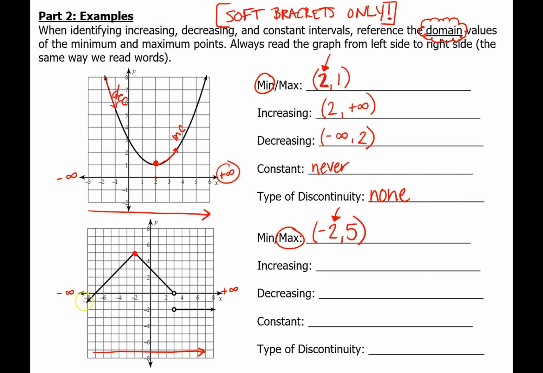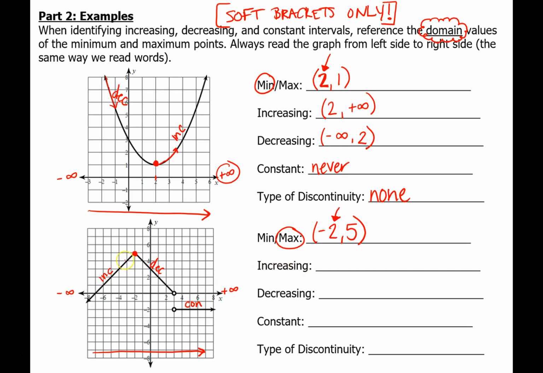So let's start on our left. Over here on the left, it's going uphill, so that is increasing. Then once I get to that turning point, it starts going downhill, which is decreasing. I have a discontinuity happening here, and then it's a flat line, horizontal line, so that is going to be my constant section. So let's do some interval writing.